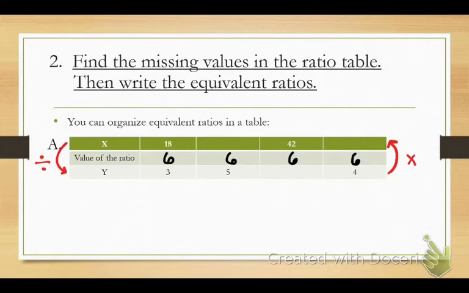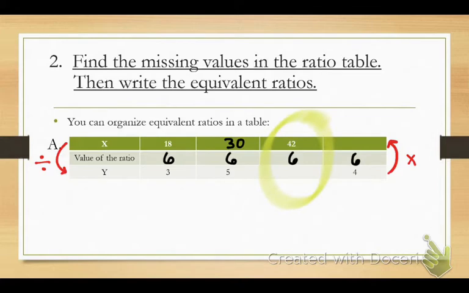Now let's see if we can fill in the other pieces. Looking at this one, does it give us the original on the bottom or on the top? On the bottom, so I have to work from the bottom up. If I'm going from the bottom to the top, do I have to multiply or divide? Multiply. What's 5 times 6? 30. Let's go to this next one right here.